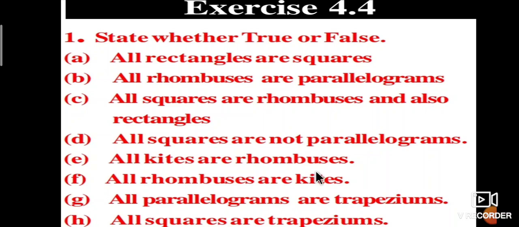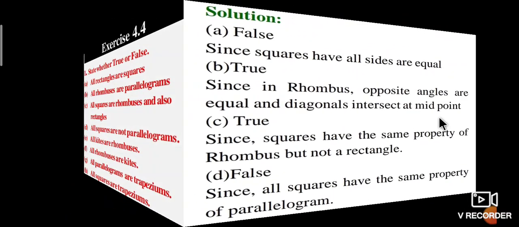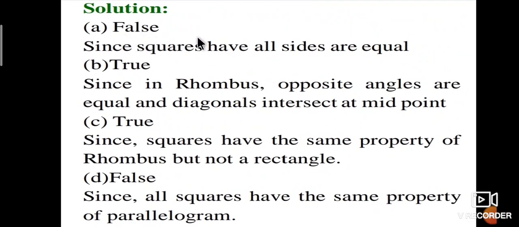Okay, observe this one. All these are true or false. The first one is false, since squares have all sides equal. The second one is true, since in a rhombus, opposite angles are equal and diagonals intersect at the midpoint.